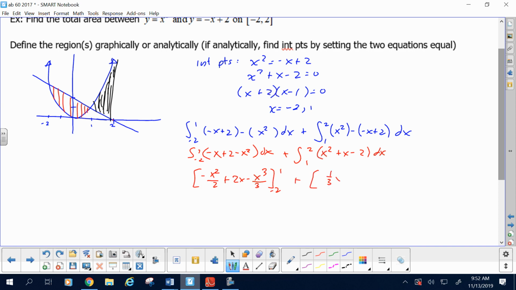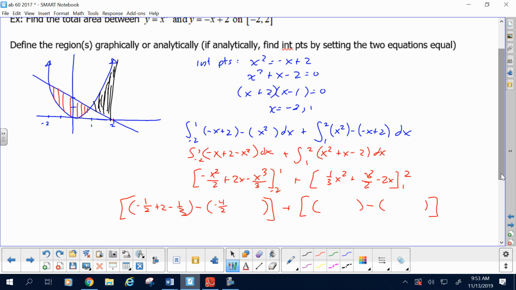Second integral is going to have a lot of similar antiderivatives, but different signs in places. 1 to 2. Be careful. I would suggest you're basically doing 4 sets of parentheses and 2 sets of brackets. So negative 1/2 plus 2 minus 1/3 minus negative 4 halves minus 4 minus 8/3.